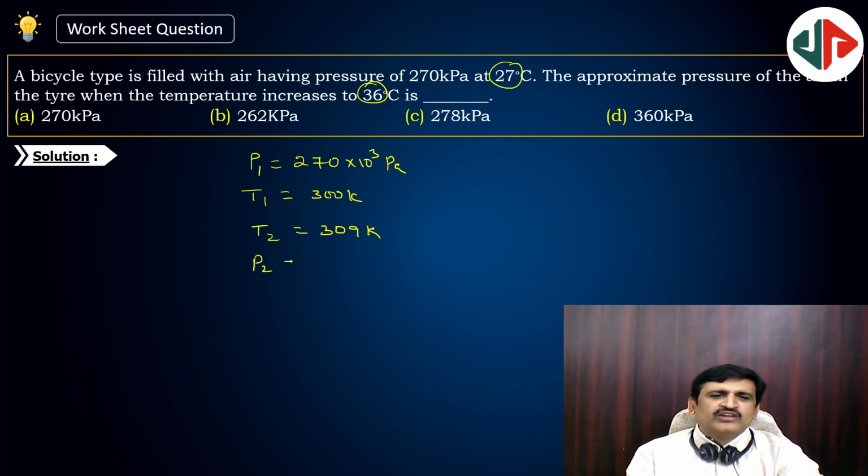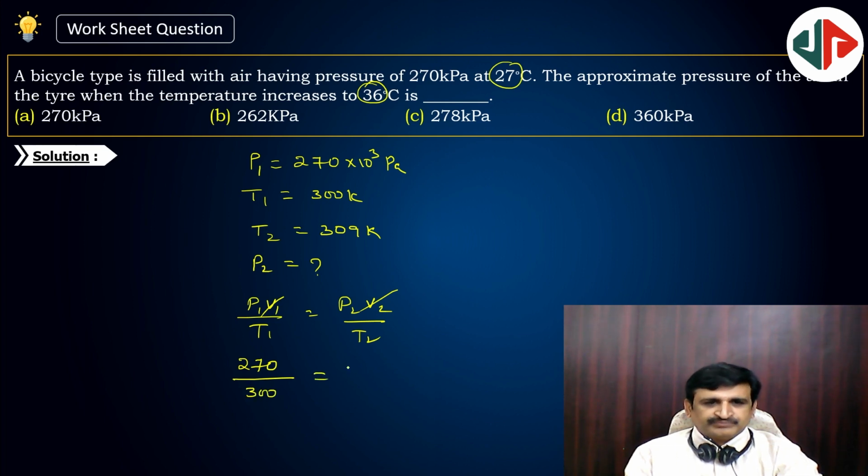P2 is required. Volume same. Sir, tire expands? No, that is negligible. So P1 V1 by T1 = P2 V2 by T2, and V2 and V1 are the same. P1 = 270 kilopascals, temperature is 300 Kelvin, and this is 309. P2 I have to find out.